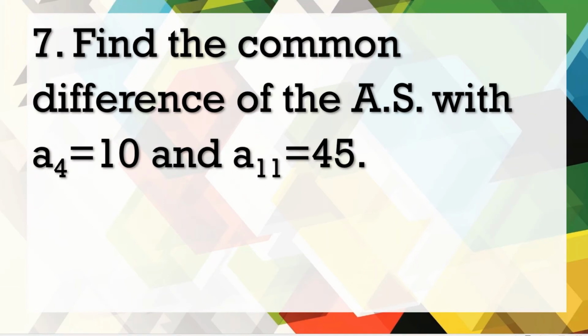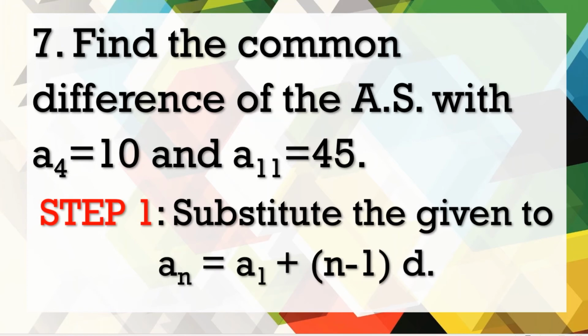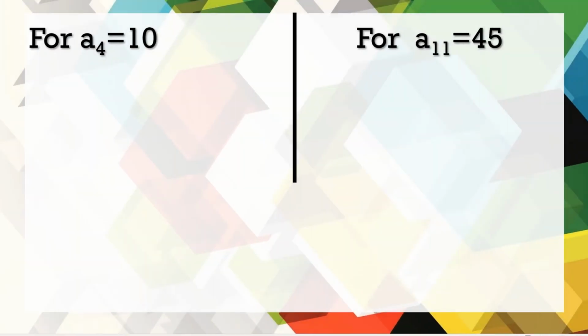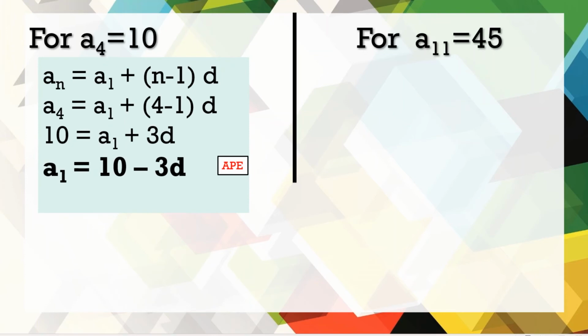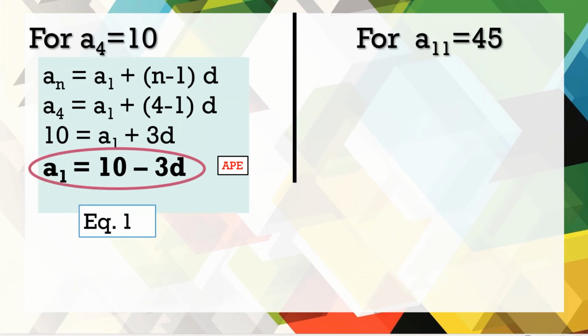Find the common difference of the arithmetic sequence with a sub 4 equals 10 and a sub 11 equals 45. Step 1, we just substitute the given to the nth term. For a sub 4 equals 10, we have a sub 4 equals a sub 1 plus 4 minus 1 times d. 4 minus 1 equals 3, times d, we have 3d. So we have 10 equals a sub 1 plus 3d. Applying the addition property of equality, we will have a sub 1 equals 10 minus 3d. Since we do not have an exact value for a sub 1, let us consider it as equation 1.